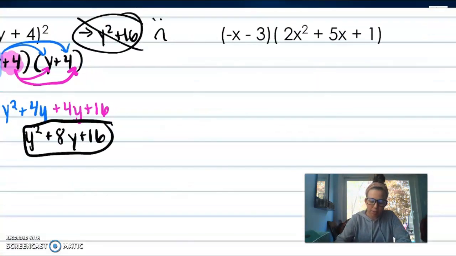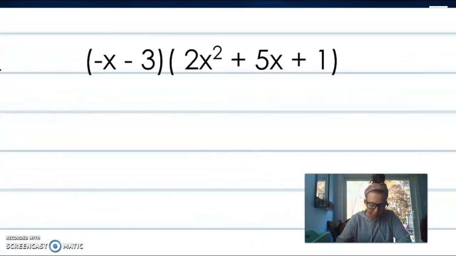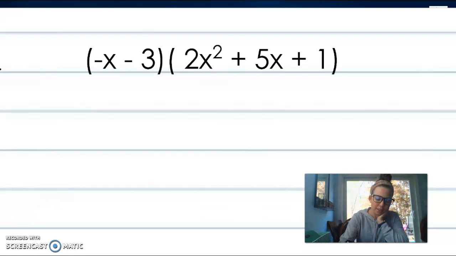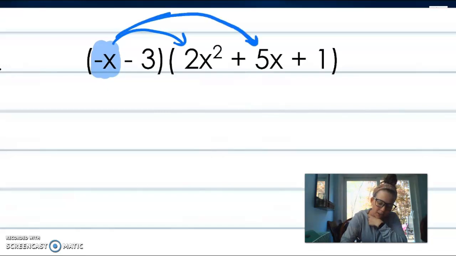All right, the last one I'm going to do with you on this video is if you have a binomial times a trinomial. Remember that word, another one of our vocab. So this one, it's the same thing. We're going to start with the first set, so that'd be the negative x minus 3. I'm going to multiply the negative x times everything in the second set, all 3 numbers.